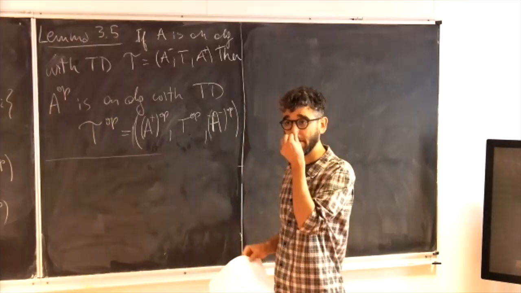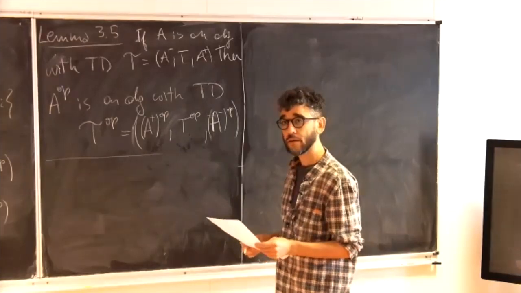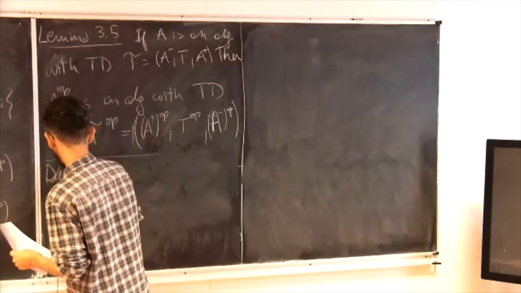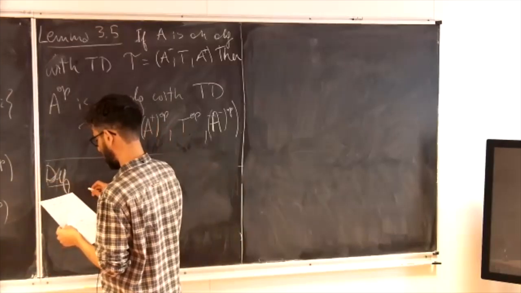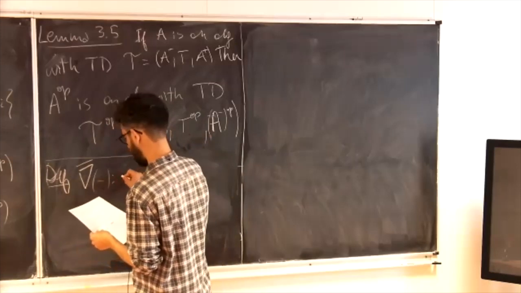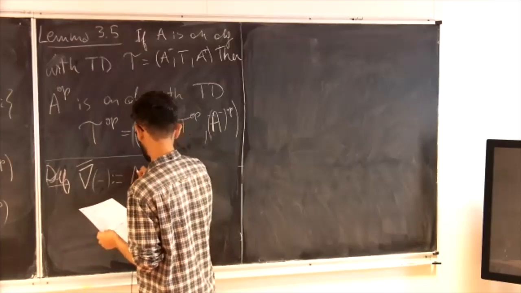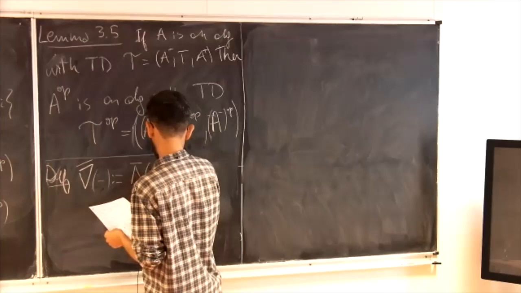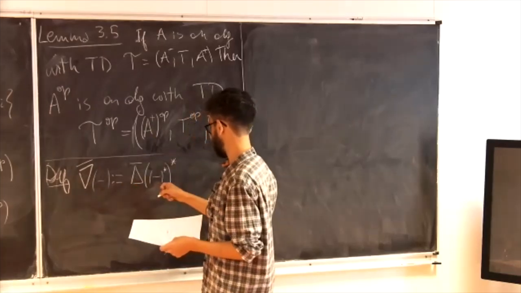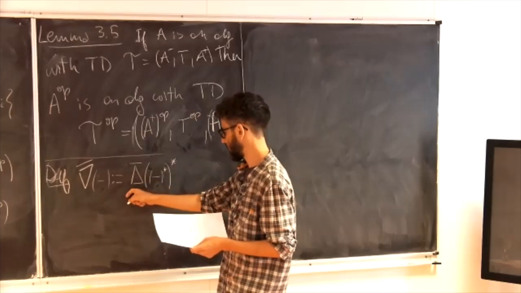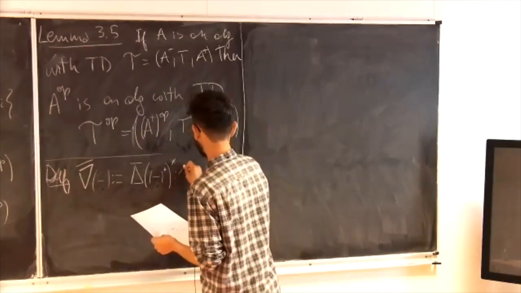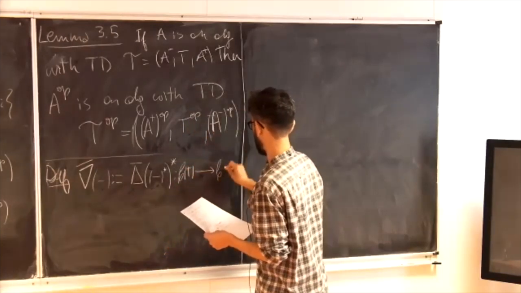Is there any question? Definition. Now I will define the proper co-standard. We define nabla bar, a functor, more precisely the proper co-standard functor. Nabla is the functor which first dualizes, then takes the standard model, and then dualizes again. It goes from the category of T modules to the category of A modules.